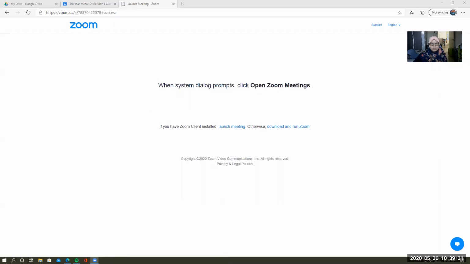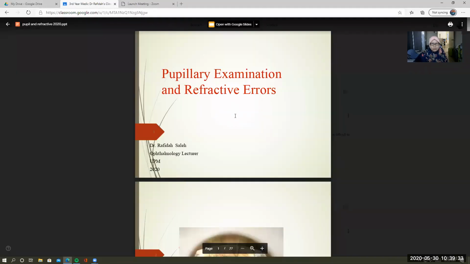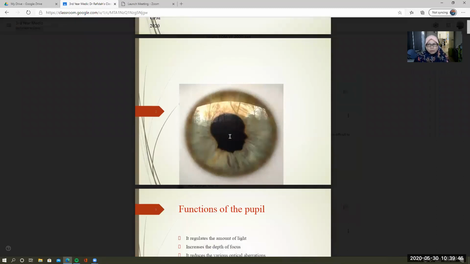Okay, I'm going to go to the lecture now. So it's pupillary examination and refractive error. So I'm going to divide it into a few sections. So the first one is about the pupil.